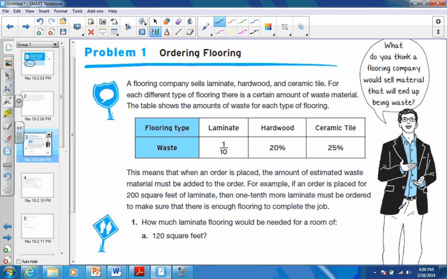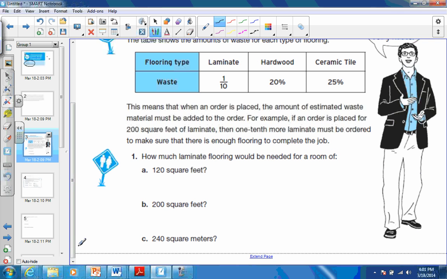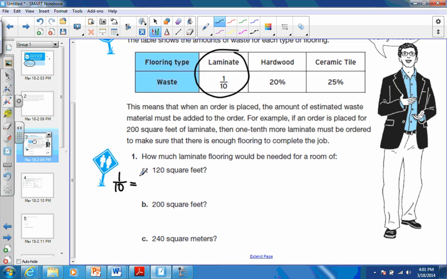So for the first one, we are looking at how much laminate flooring would be needed for a room of 120 square feet. We're looking at laminate right now. Here's our laminate, and it calls for 1/10 of waste. So 1/10 of our 120 square feet is going to be waste that we need to add on to our 120 for a total. So basically, we need to take our 1/10 and create a decimal. So 1/10 is 0.1 as a decimal.